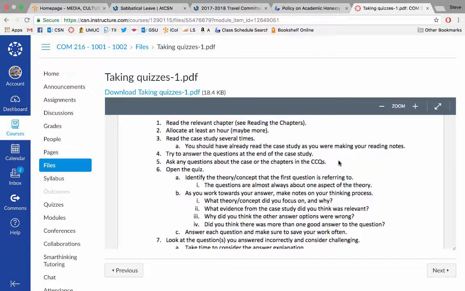But what I would do before you open the quiz, do your chapter reading, look over the case study, and then try to answer the questions at the end of the case study, because most of the questions that I ask in the quiz are taken or modified from the book's questions about the case study. So if you feel like you can answer those questions pretty well, then you should be looking good for the quiz. Also, before you open the quiz, ask any questions you have in the CCQ. So if you're trying to answer one of the questions about the case study but you're not sure, you can ask about it in the CCQs. I'll give you feedback.